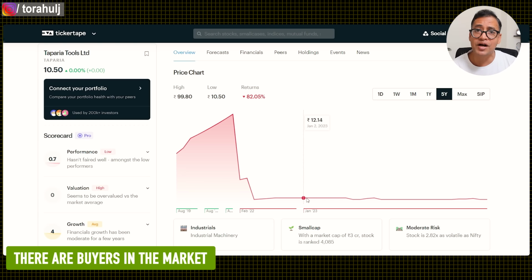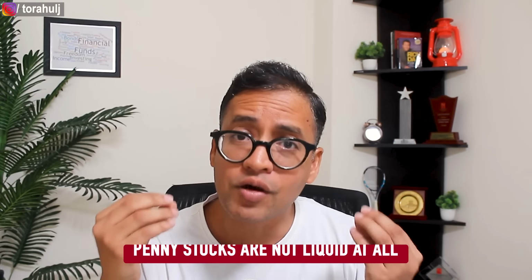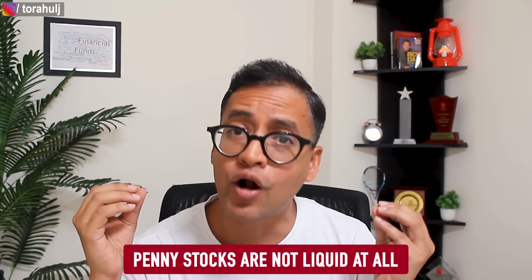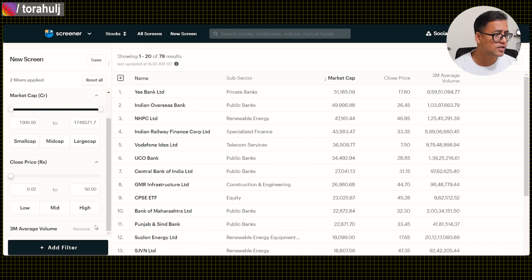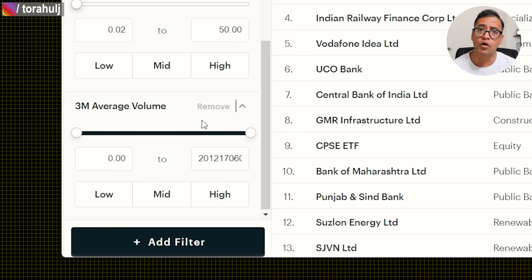There may be buyers in the market, but there were no sellers in the market. By the very nature, penny stocks are not liquid at all. Even if you select a penny stock that you want to invest in, you are not going to find the volume. So what is the point? So therefore, I'm going to only select those stocks that have been showing good liquidity on the exchange. And I will only consider those stocks that have been giving me a 3 month daily average of at least 10,000 shares per day.